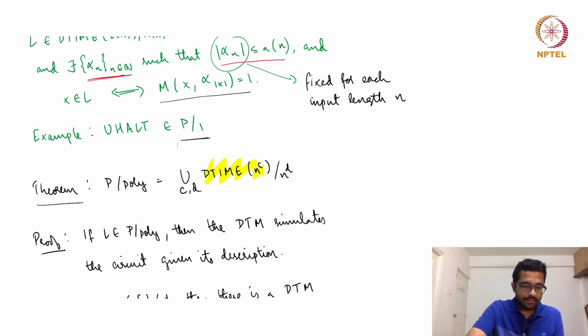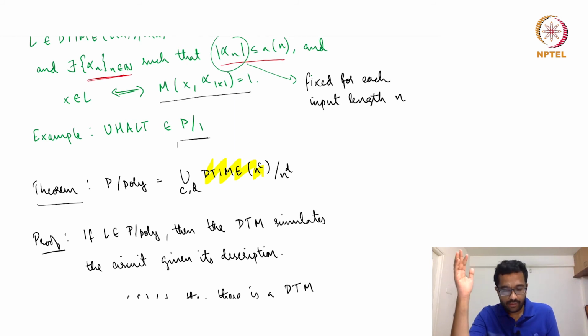So the claim is that P/poly is the class of all languages that are decided by polynomial size circuits. And now I am saying that this is the same as the class of all languages decided by Turing machines that take a polynomial length advice. So let us see why that is the case.